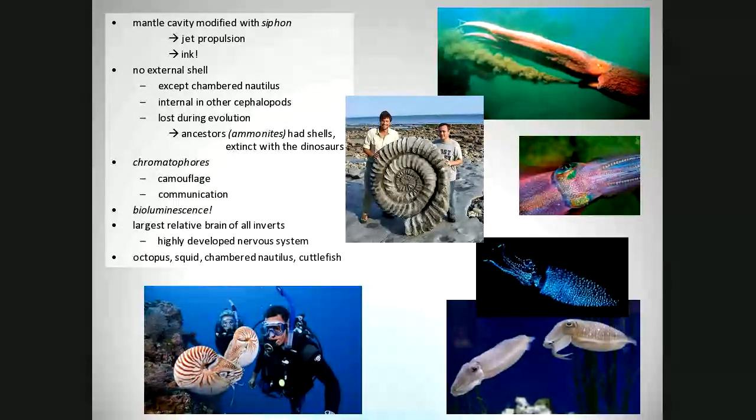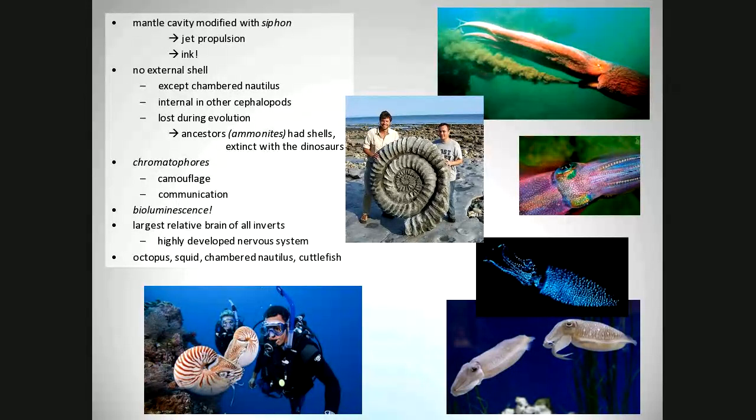No internal shells in these guys except for the chambered nautilus, that critter that you see in the lower left. Very neat organisms. In the other cephalopods, the shell has become internal. It's become something called a pen, P-E-N. But we do think that ancient cephalopods, things we call ammonites, did have shells, and they were huge critters. There's a picture in the middle of what the ammonites looked like. They went extinct with the dinosaurs.